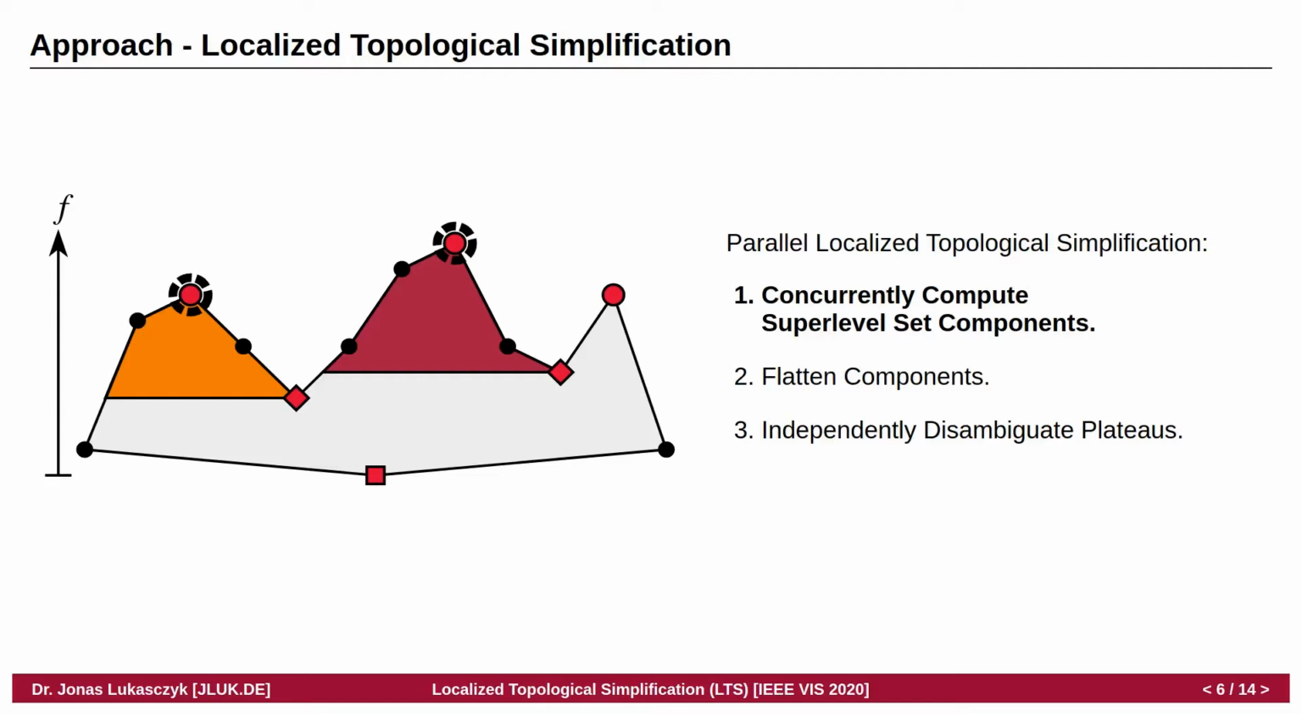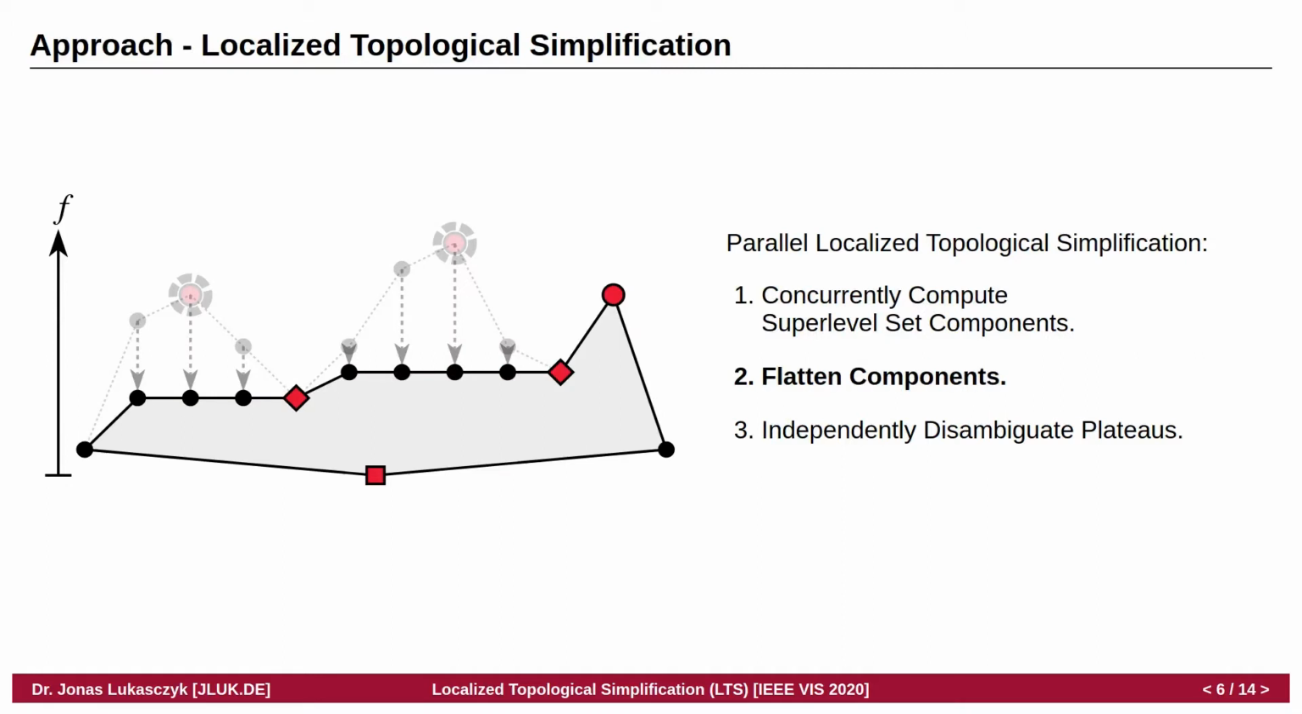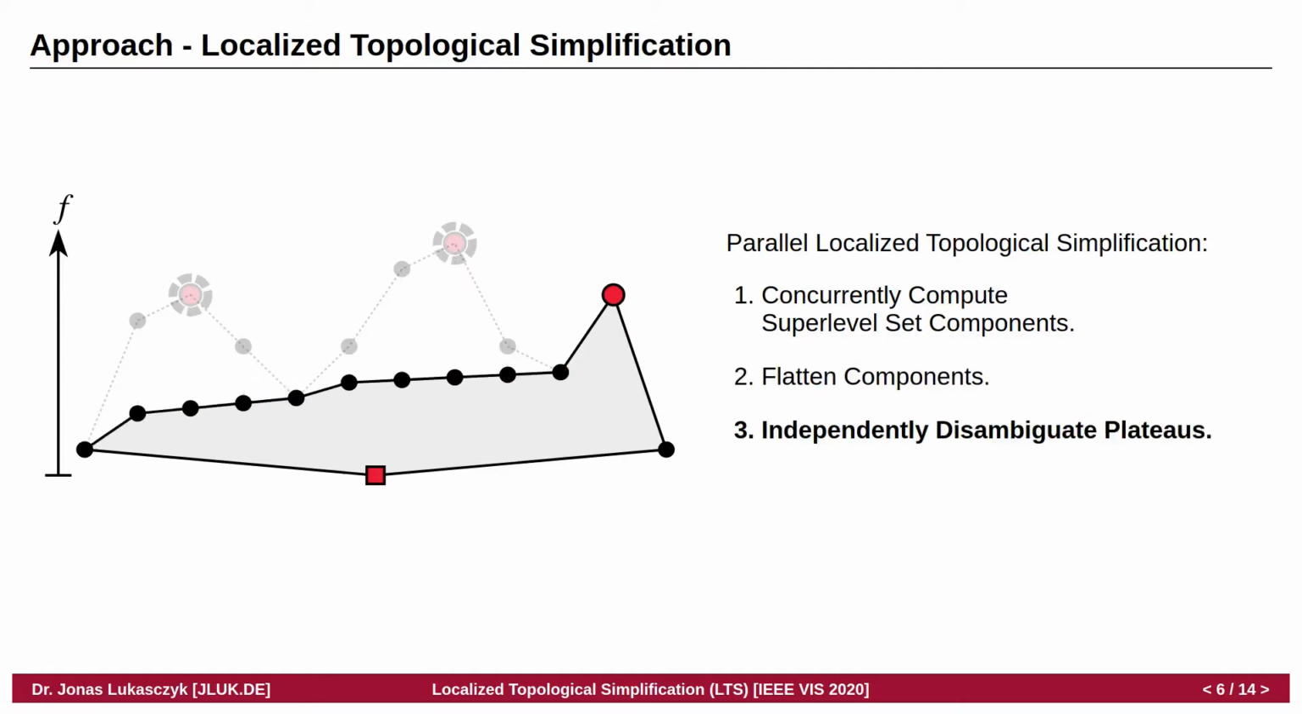Now that we know how LTS works in general, I want to highlight that all these steps can be parallelized with some light synchronization. If we want to remove multiple maxima, then we can just concurrently compute the corresponding components, flatten their regions, and then independently disambiguate the resulting plateaus.